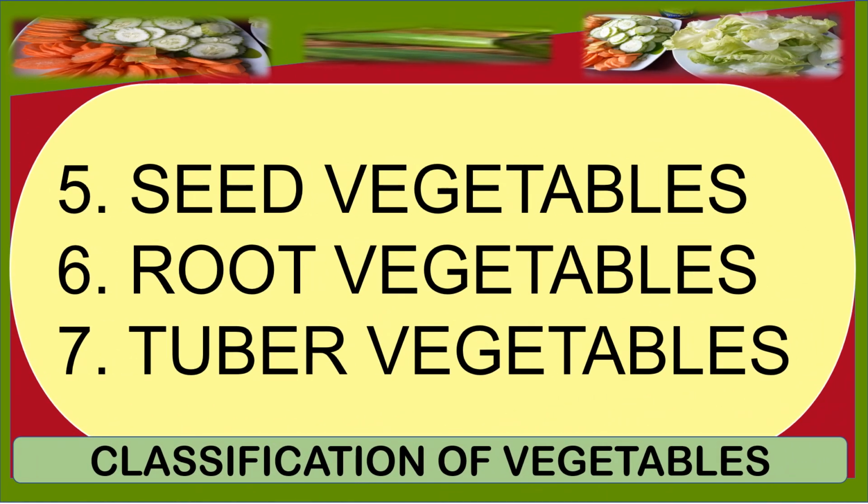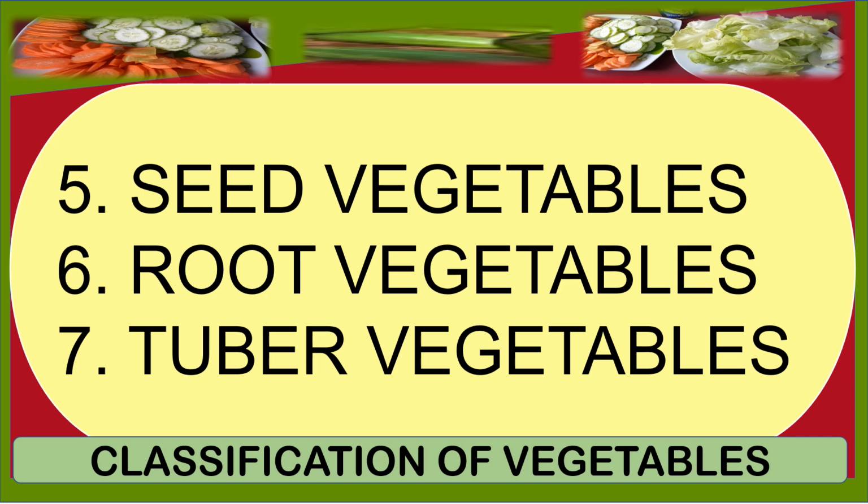Number 5, the seed vegetables. The seed vegetables are the vegetables that we call beans, right? The seed part of the plant which is used for our vegetable dishes. Like for example, mung bean, the soybean, the cowpea, the white bean. Alright.